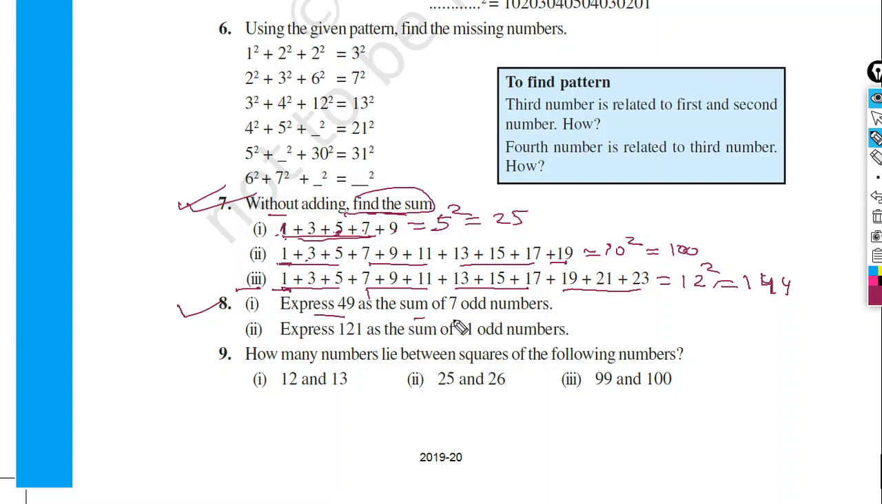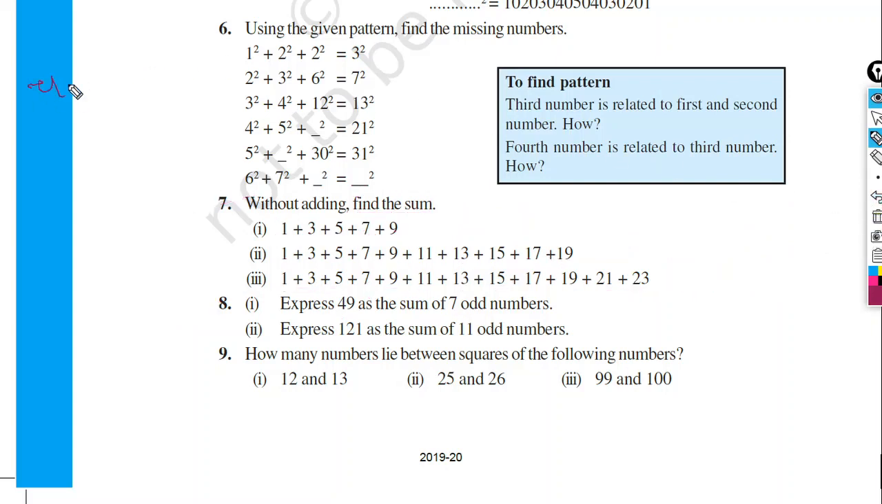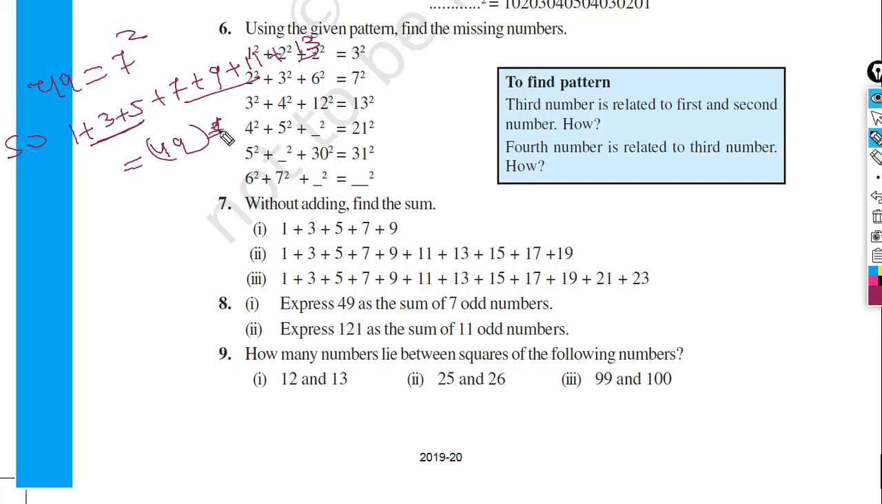Express 49 as a sum of 7 odd numbers. Okay. You can write it like this. 49 is equal to 7 square. Okay. What is it saying? Sum of 7 odd numbers. So 1 plus 3 plus 5 plus 7 plus 9 plus 11 plus 13. Okay, so count it: 7 numbers will be equal to 49, or you can write it equal to 7 square.